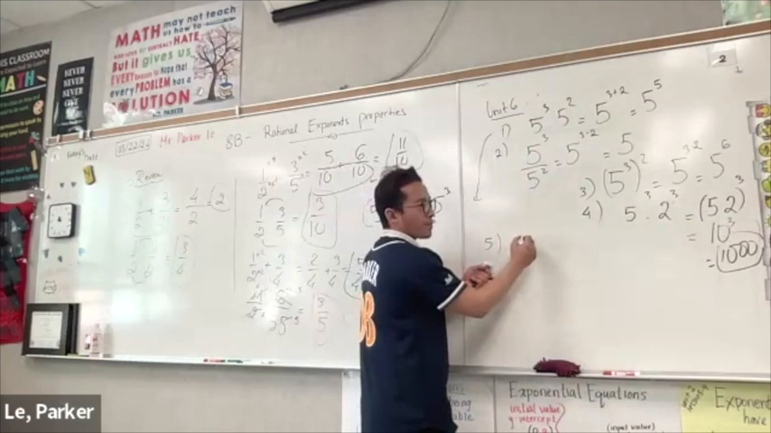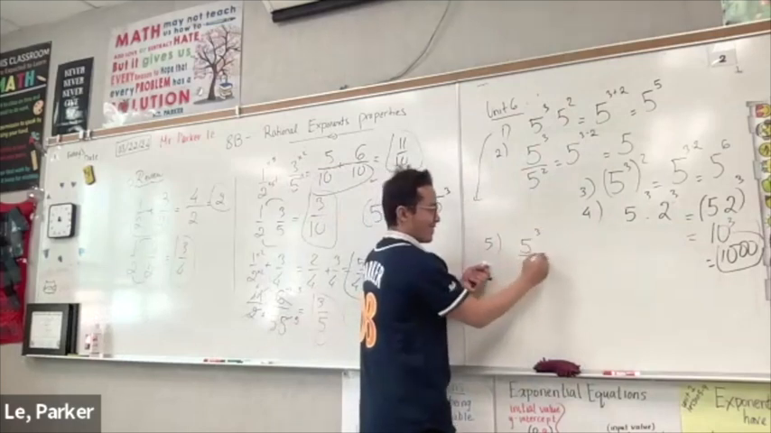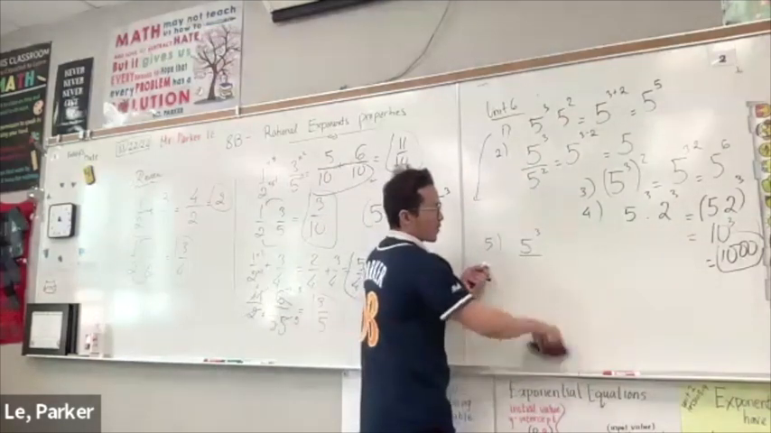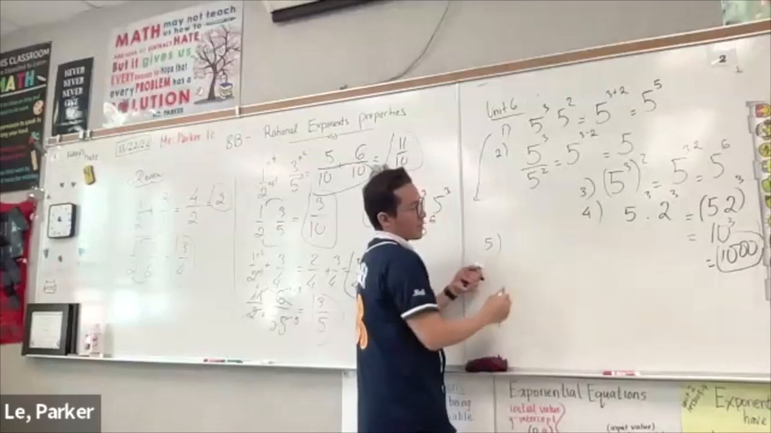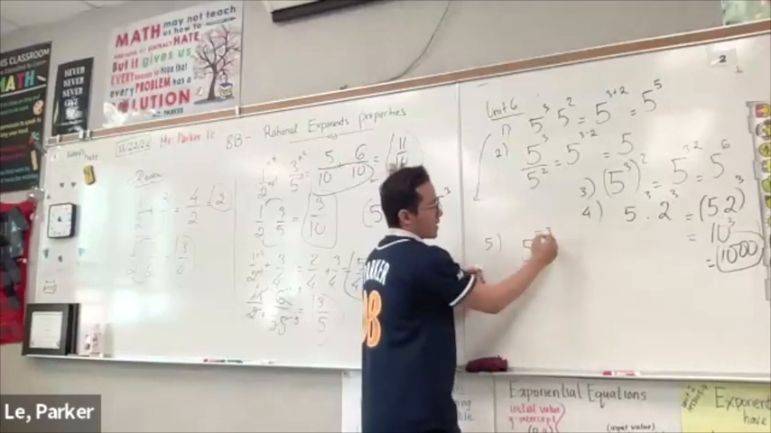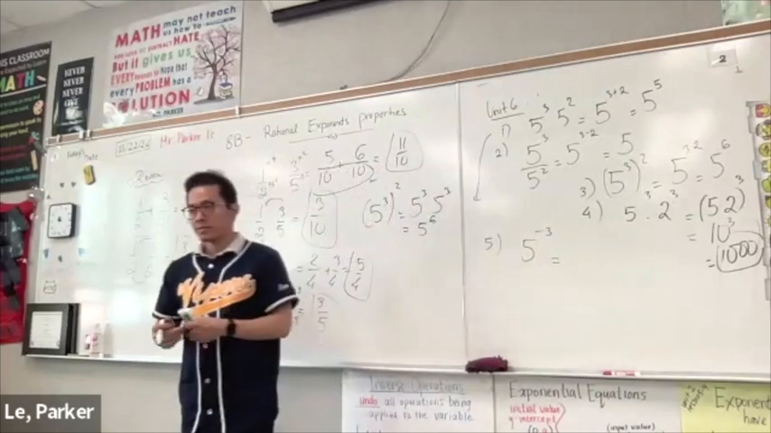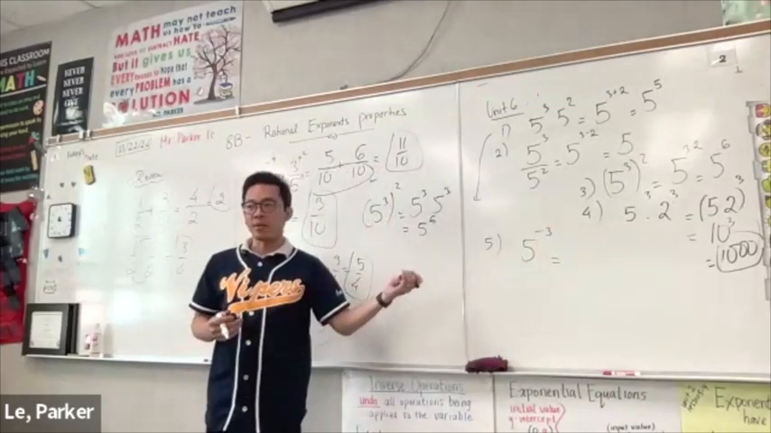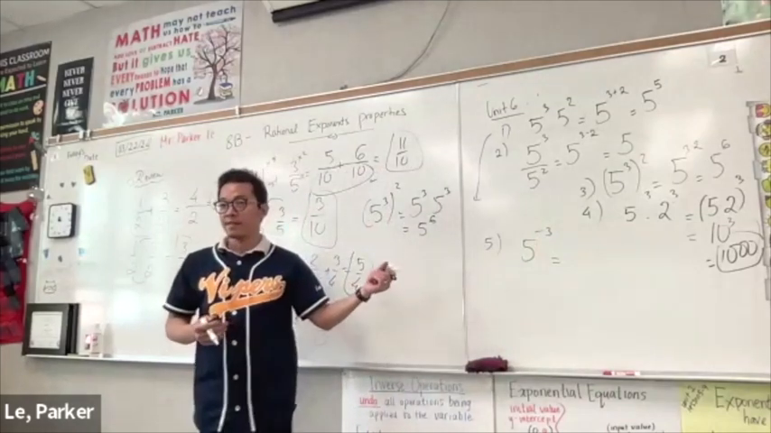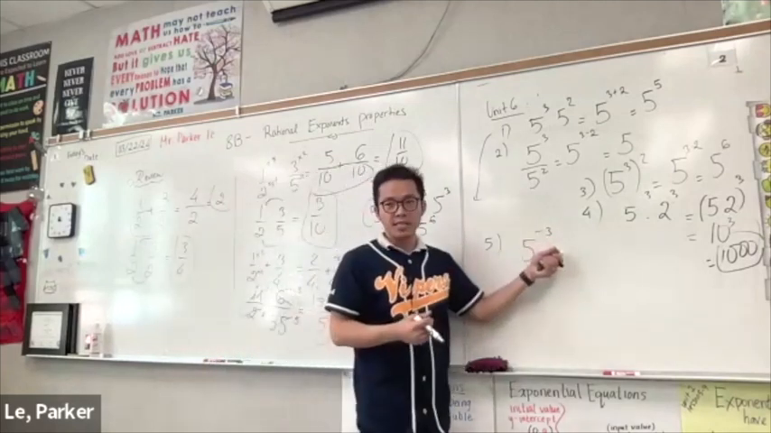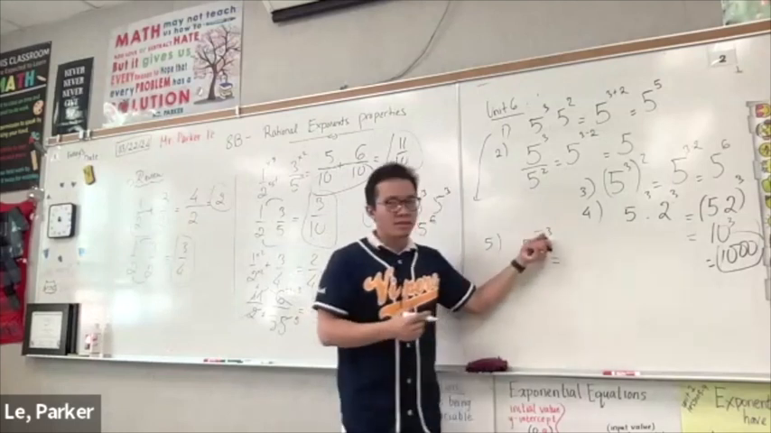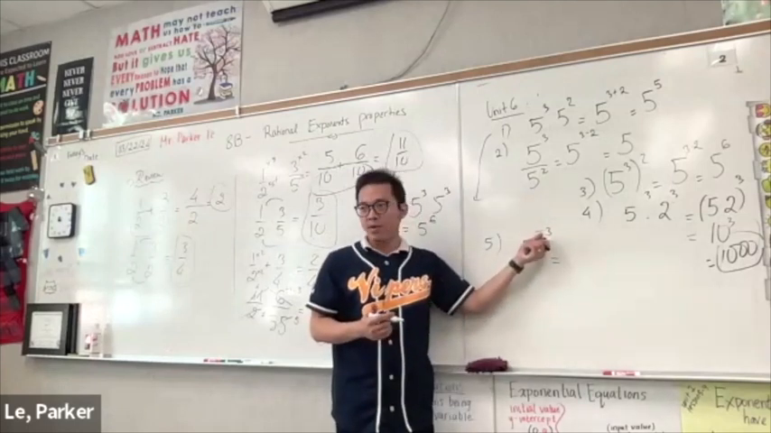How about negative power? How can you make the negative power become positive? Negative 125. What do you mean fraction? 1 over 3? Yeah, okay. Very good.